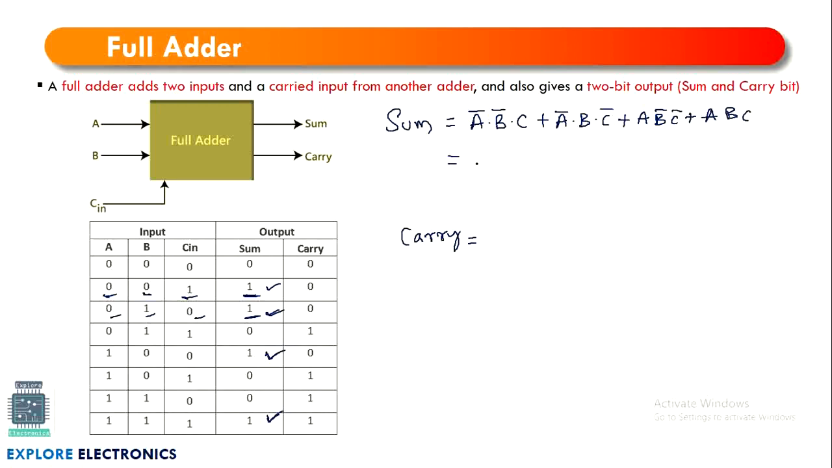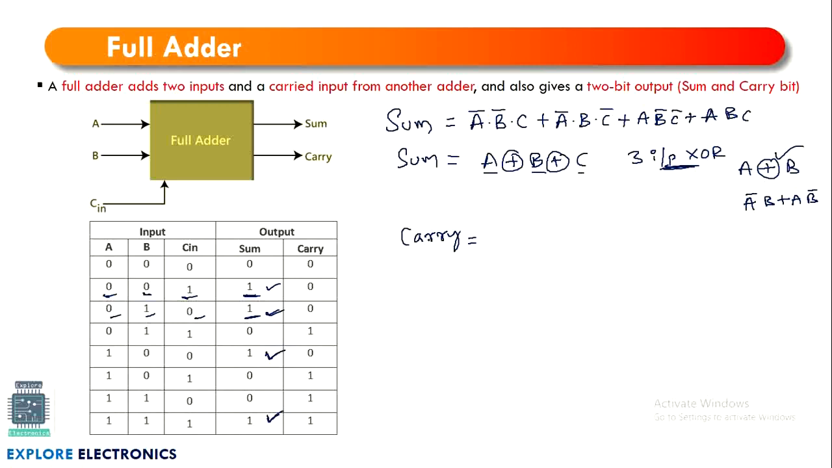Now we need to simplify this expression. There are different Boolean laws to simplify the complex expression into simple one. If you simplify this expression, finally it will be reduced to A XOR B XOR C. What is A XOR B? A XOR B is XOR gate. You can recall again the XOR gate. It is A bar B plus A B bar. This can also be written as A XOR B. Means here we will be having A XOR B XOR C. Means it is a 3 input XOR gate. 3 input XOR gate is sufficient to generate sum using full adder.